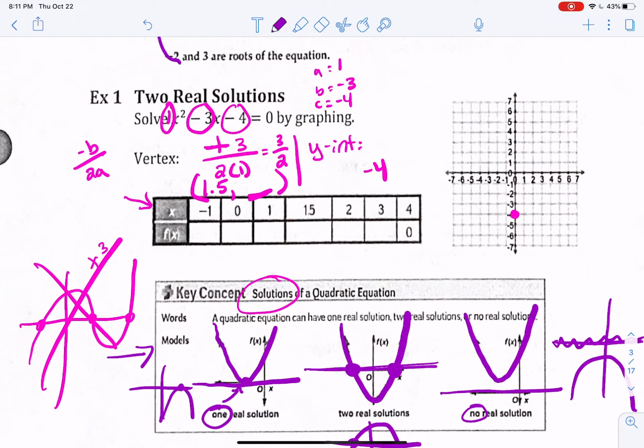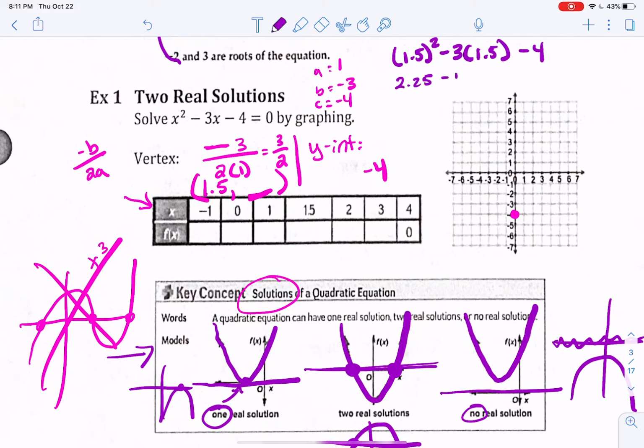Now to figure out this something, I have to plug it back into the equation. So let's erase this guy. I have 1.5 squared minus 3 times 1.5 minus 4. So 1.5 squared is 2.25. 3 times 1.5 is 4.5, minus another 4. If I put these two together, that's negative 8.5. And 2.25 minus 8.5, I'm trying to do this in my head, let's say negative 6.25. I'm pretty sure. So negative 6.25. There's my vertex at 1.5, negative 6.25, about there.